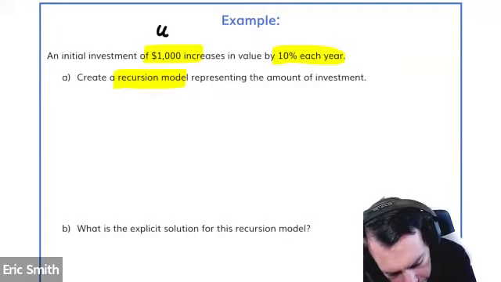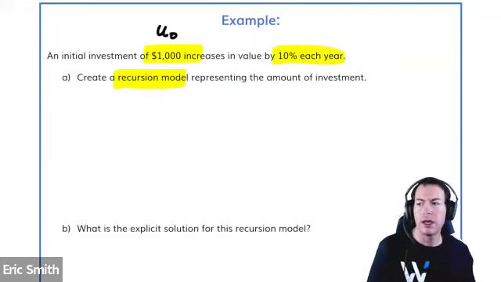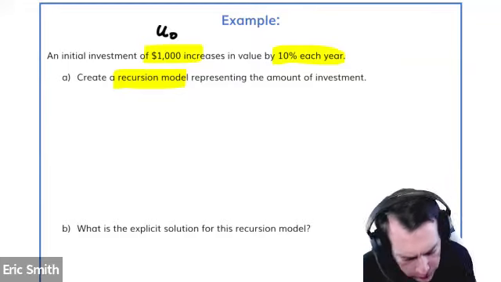So I'm going to initially label the $1,000. That would be our starting amount. I'm going to call that u sub 0. Let's see if we can build this recursive part.